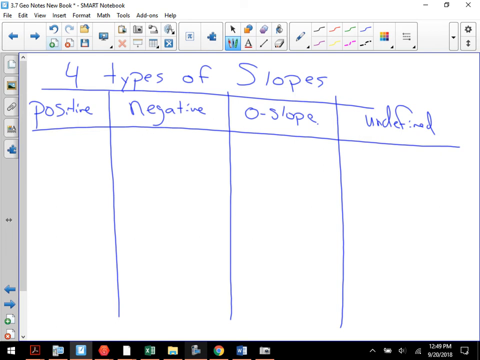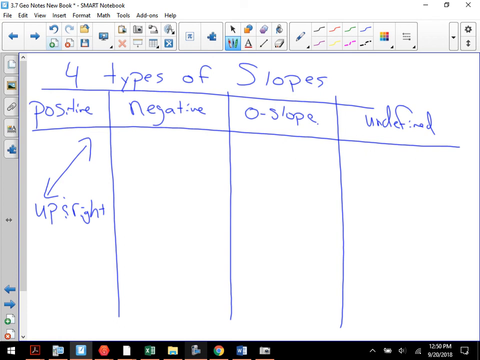If you're dealing with a positive slope, what direction is it moving? Up. And? To the right. Positive slopes on graphs move up and right. It goes up and right. Or what's the opposite of up and right? Down and left.